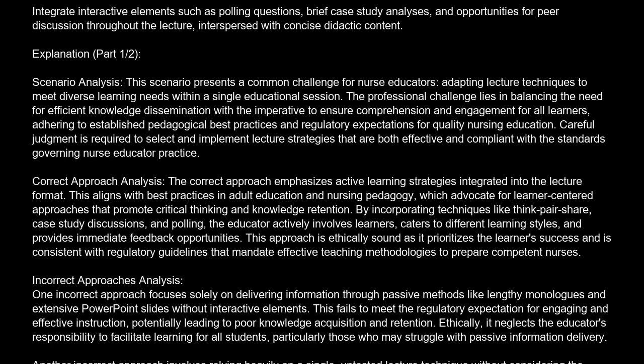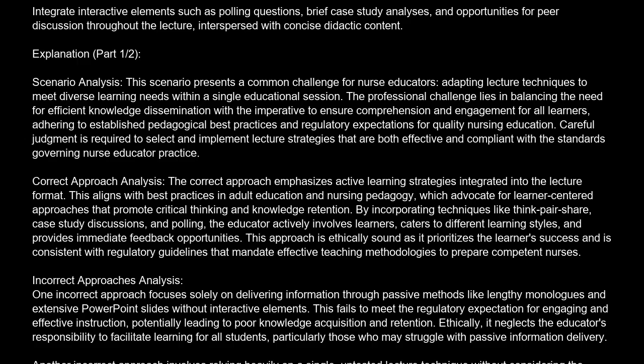The correct answer is A. Integrate interactive elements such as polling questions, brief case study analyses, and opportunities for peer discussion throughout the lecture, interspersed with concise didactic content. Explanation. Scenario analysis. This scenario presents a common challenge for nurse educators, adapting lecture techniques to meet diverse learning needs within a single educational session. The professional challenge lies in balancing the need for efficient knowledge dissemination with the imperative to ensure comprehension and engagement for all learners, adhering to established pedagogical best practices and regulatory expectations for quality nursing education.